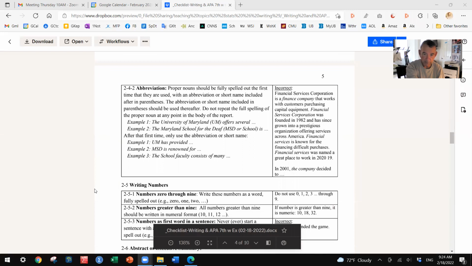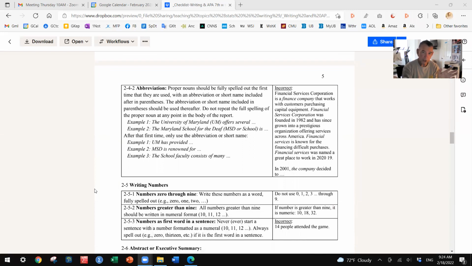In terms of long names that you don't want to keep repeating over and over throughout your report, you can abbreviate a long name.